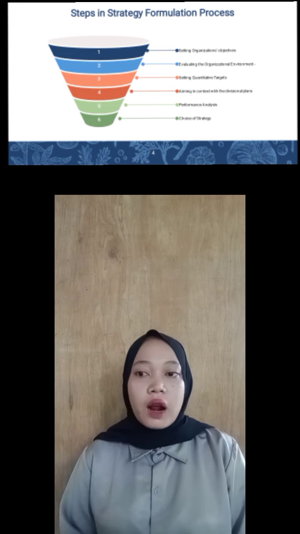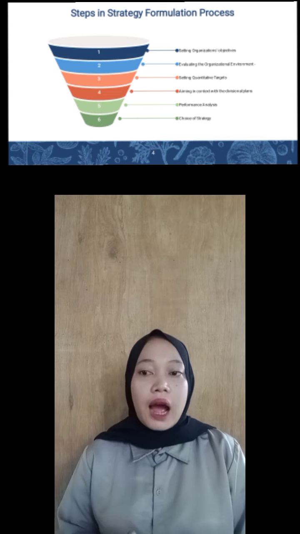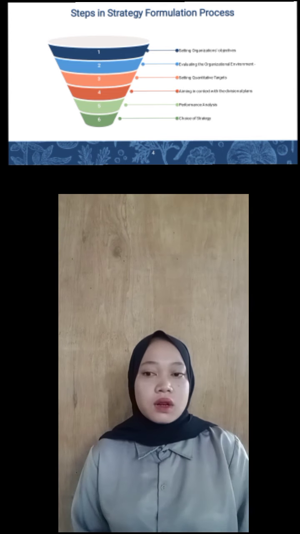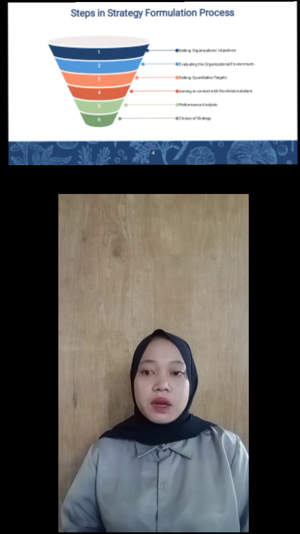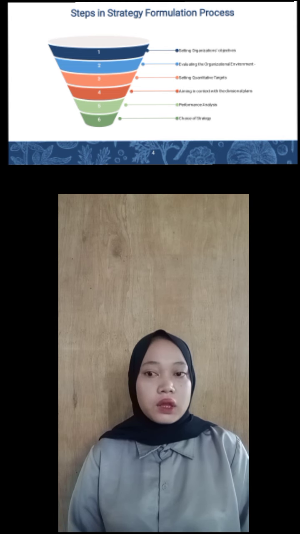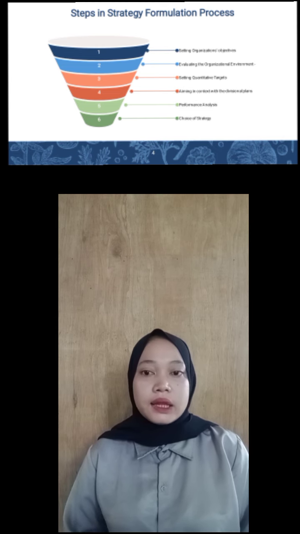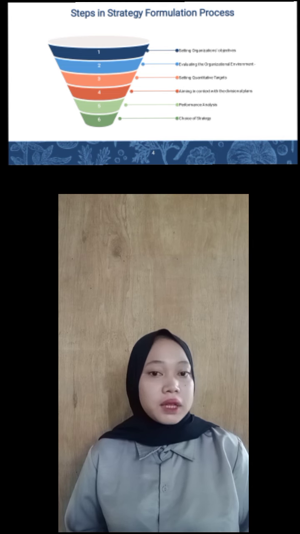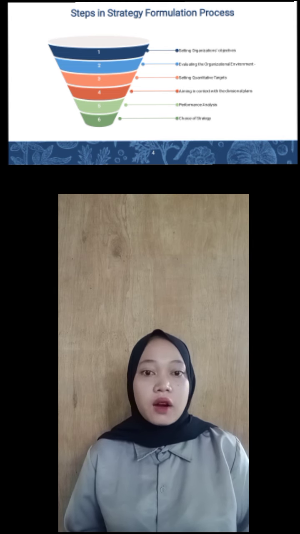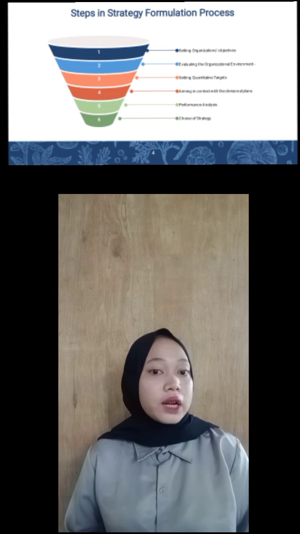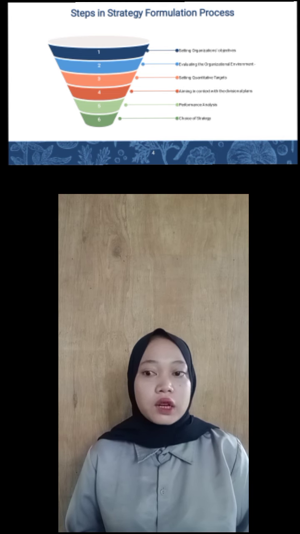Fourth, aiming in context with the divisional plan. In this step, the contribution made by each department or definition of product category within the organization is identified, and accordingly strategy planning is done for each subunit.